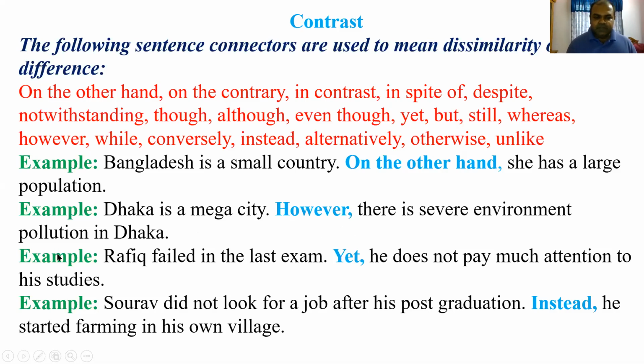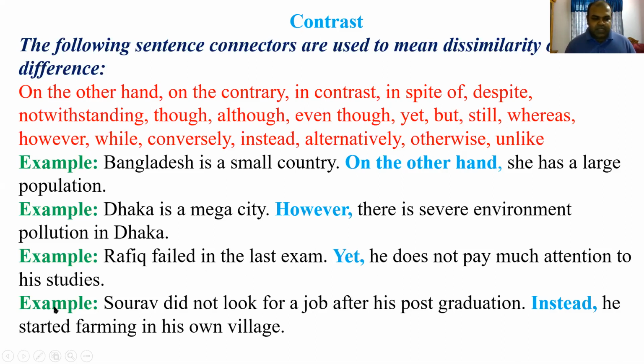Still another example is Rafiq failed in the last exam, yet he does not pay much attention to his studies. Rafiq failed in the last exam. A student who failed in an exam is supposed to pay much more attention to his or her studies. Although Rafiq is a failed student, he is not that much attentive to his studies. In spite of failing, he remains inattentive to his studies. For this reason, we have used the sentence connector yet.